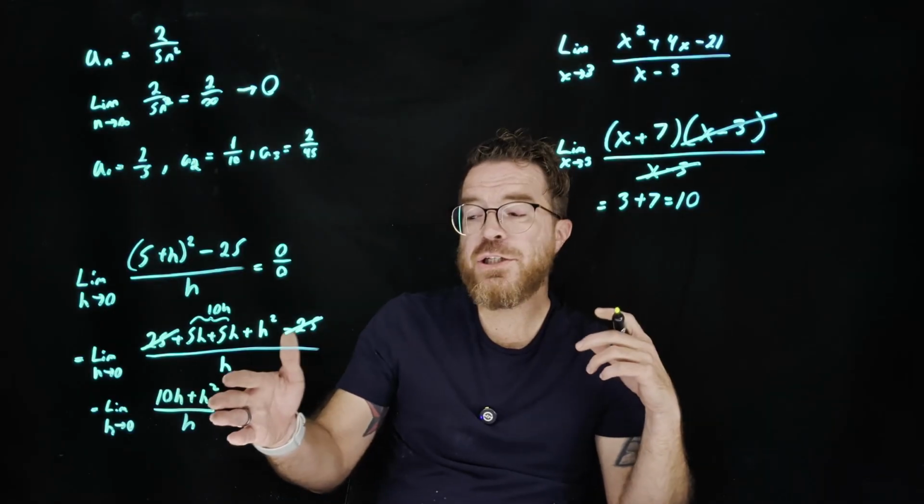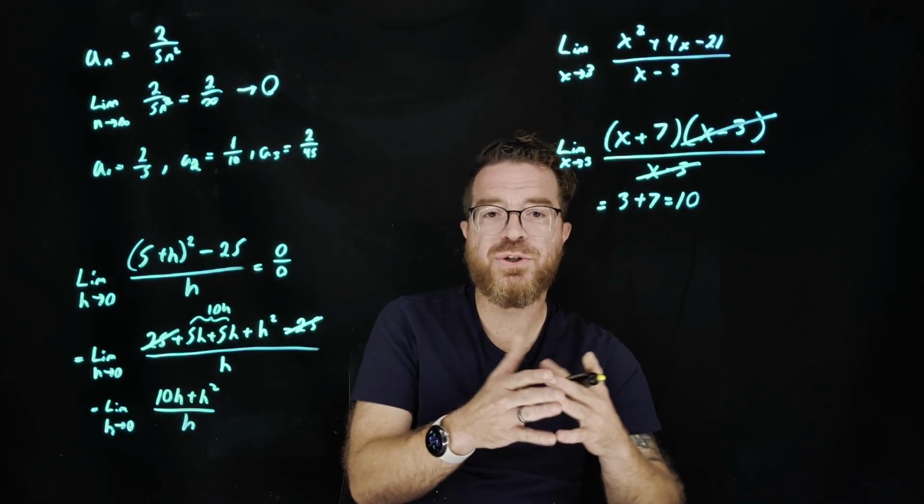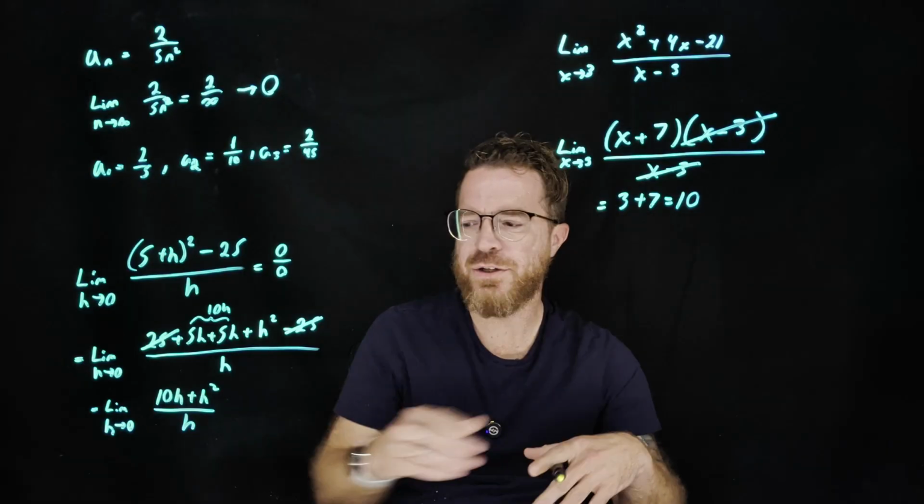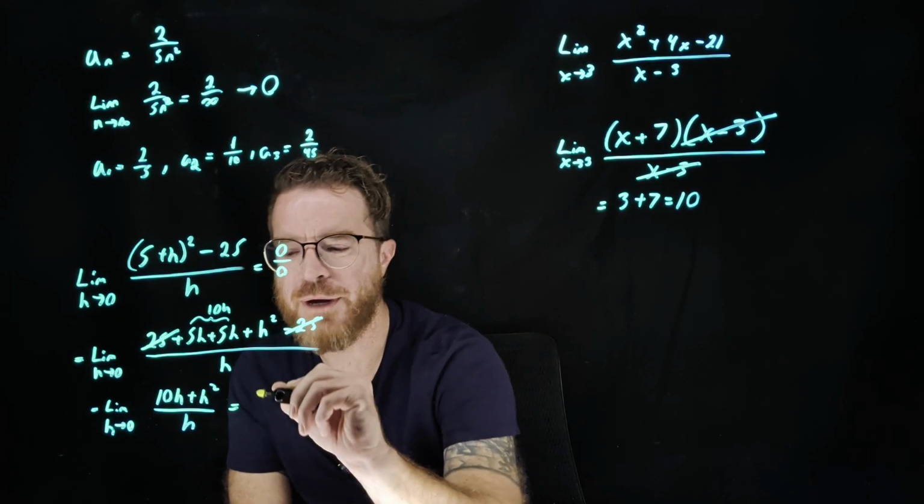Now, if you look, every term in our numerator has an h in it. So what I'm now going to do is I'm going to pull that out just to make canceling easier. You could cancel it here. It's perfectly fine. But I'm going to do it that way just to make it clear for everybody.